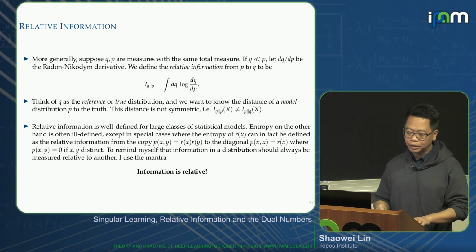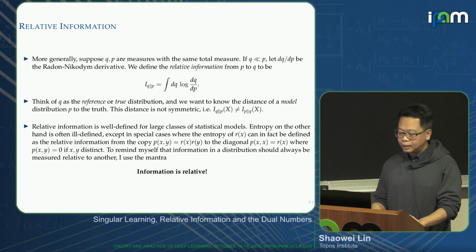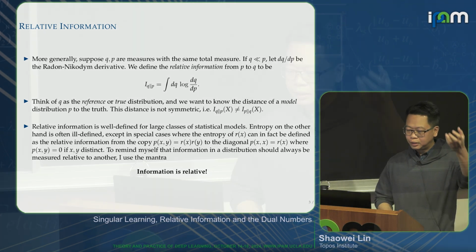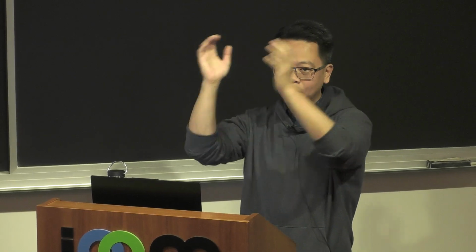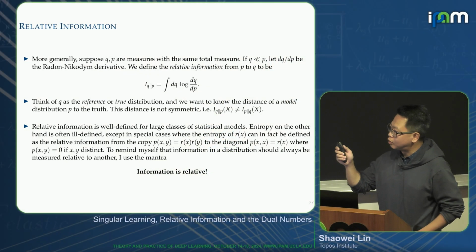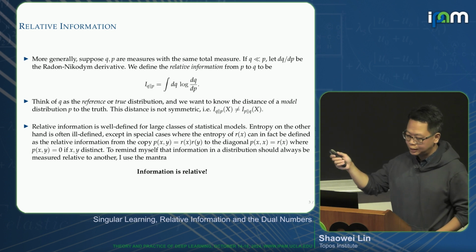More precisely, if you are trying to find the entropy of some distribution R, what you can do is create two distributions. The first distribution is called the copy. You take a joint distribution on two variables, x and y, where you have R on x and R on y, and they're completely independent. Or you can have what we call the diagonal distribution, where the probability of x and x is equal to R of x, but if x and y are different, then the joint probability of x and y is 0. Then if you find the KL divergence from the copy to the diagonal, you get precisely the classical entropy.